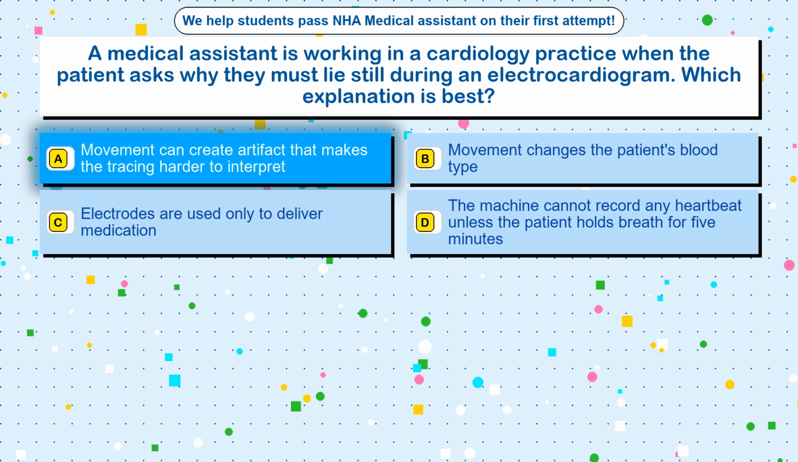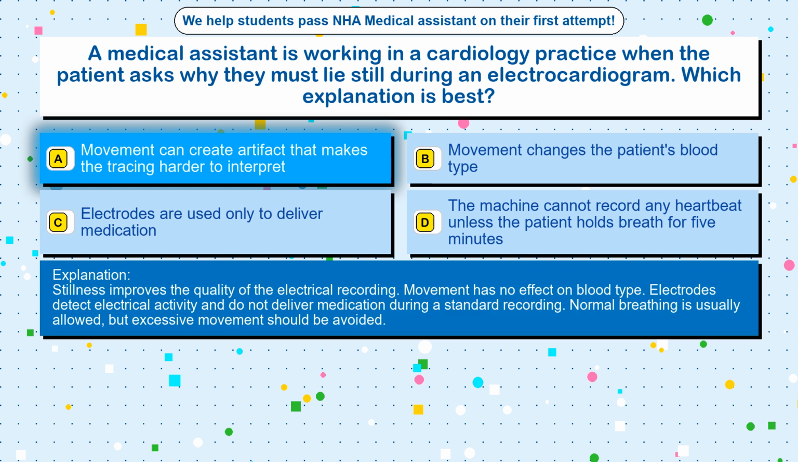Movement can create artifact that makes the tracing harder to interpret. Stillness improves the quality of the electrical recording. Movement has no effect on blood type. Electrodes detect electrical activity and do not deliver medication during a standard recording. Normal breathing is usually allowed, but excessive movement should be avoided.